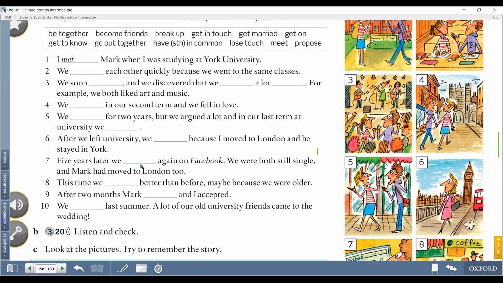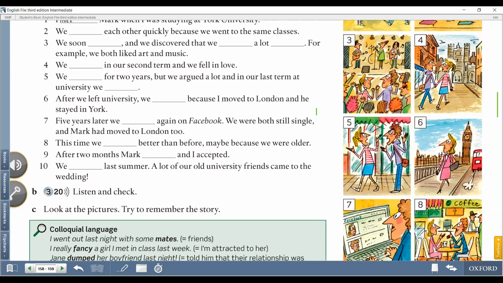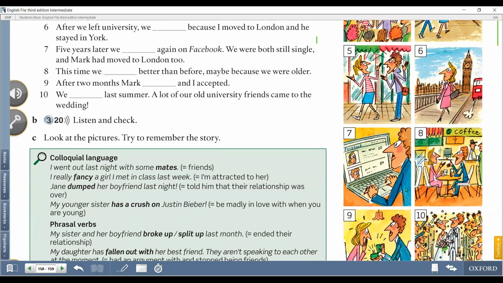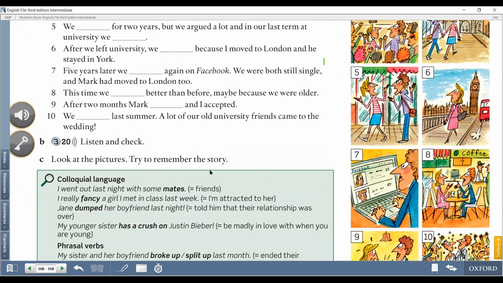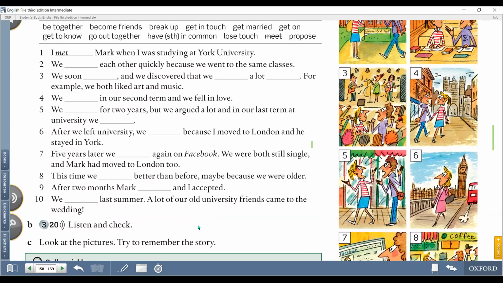After we left university, we lost touch. Because I moved to London and he stayed in New York. Then we see the picture here. We got a Facebook. Five years later, we got in touch again on Facebook, we were both single and now we moved to London too.